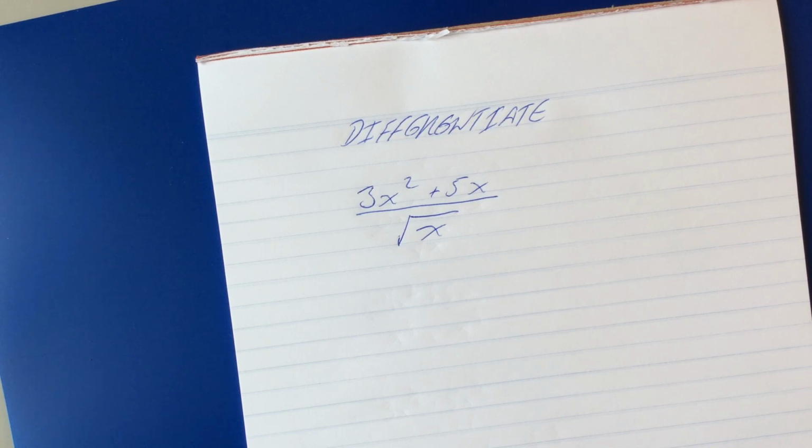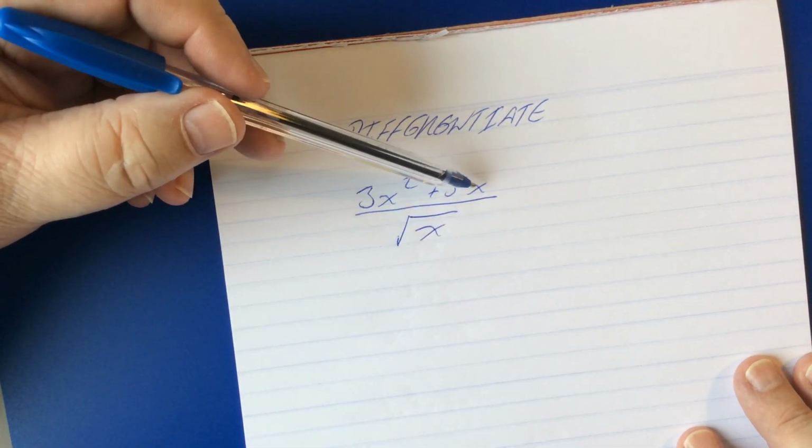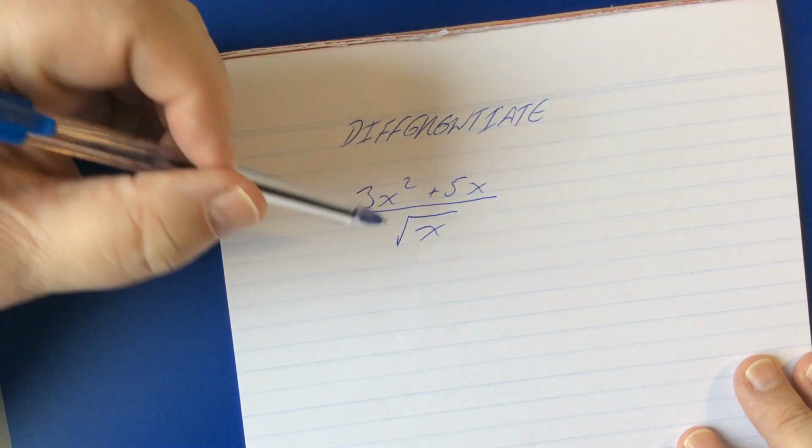As a denominator. So there are two problems. There's a denominator and it's a surd. So the first thing that we're going to do is deal with the surd. So we're going to rewrite this. The surd is dividing both of these expressions.